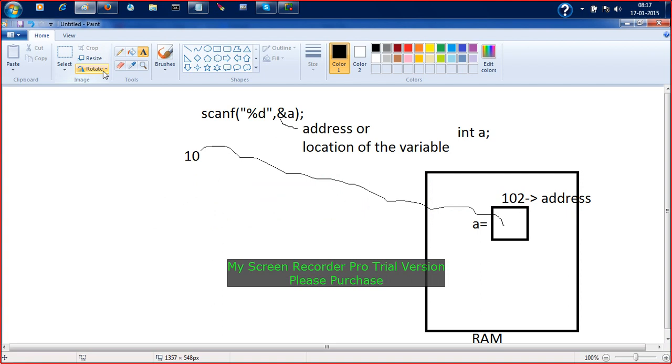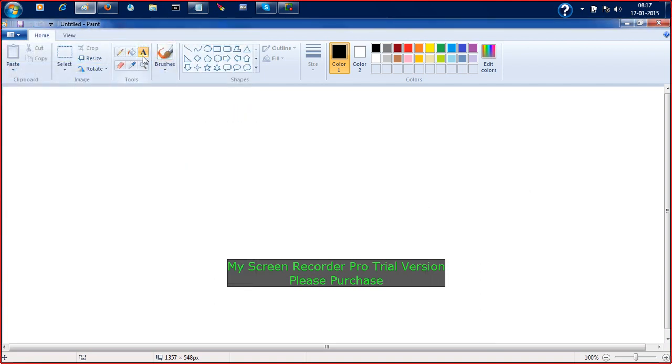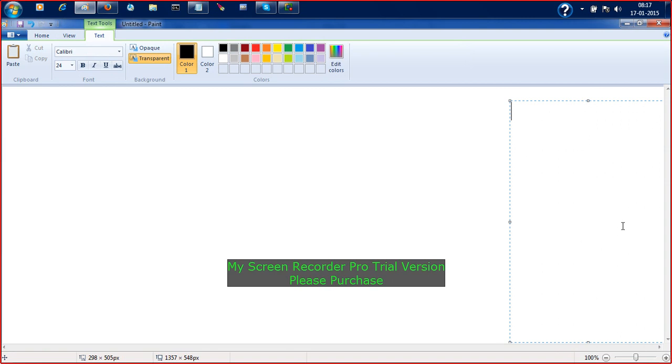Suppose consider in C language we have a lot of functions. Till now, what you have seen is printf and scanf, right? So printf and scanf are the input and output functions. In the same way we have sine, cos, sqrt. These functions are related to mathematical functions, right?